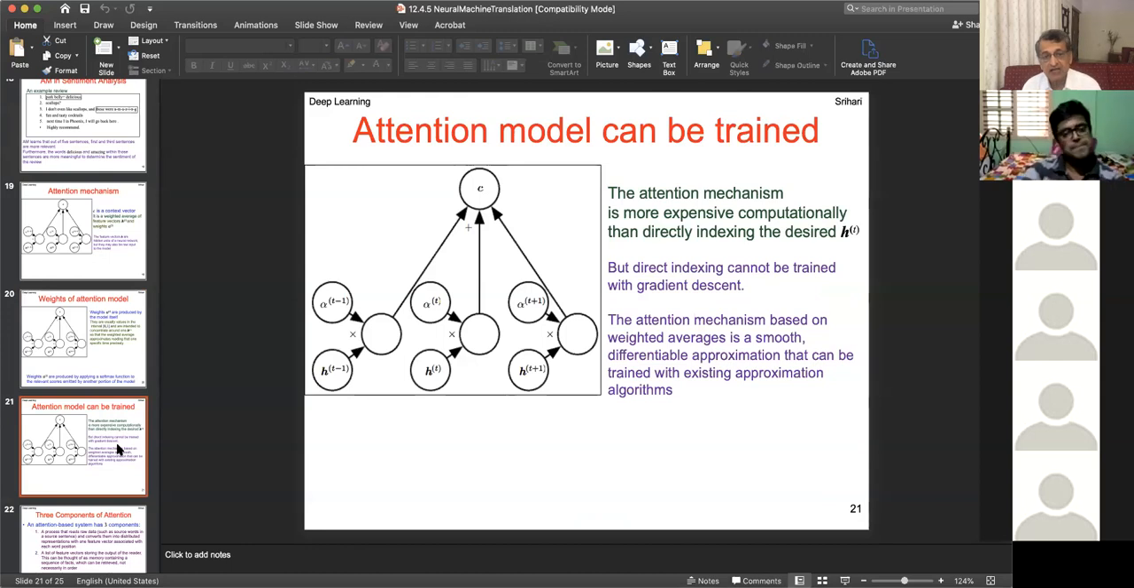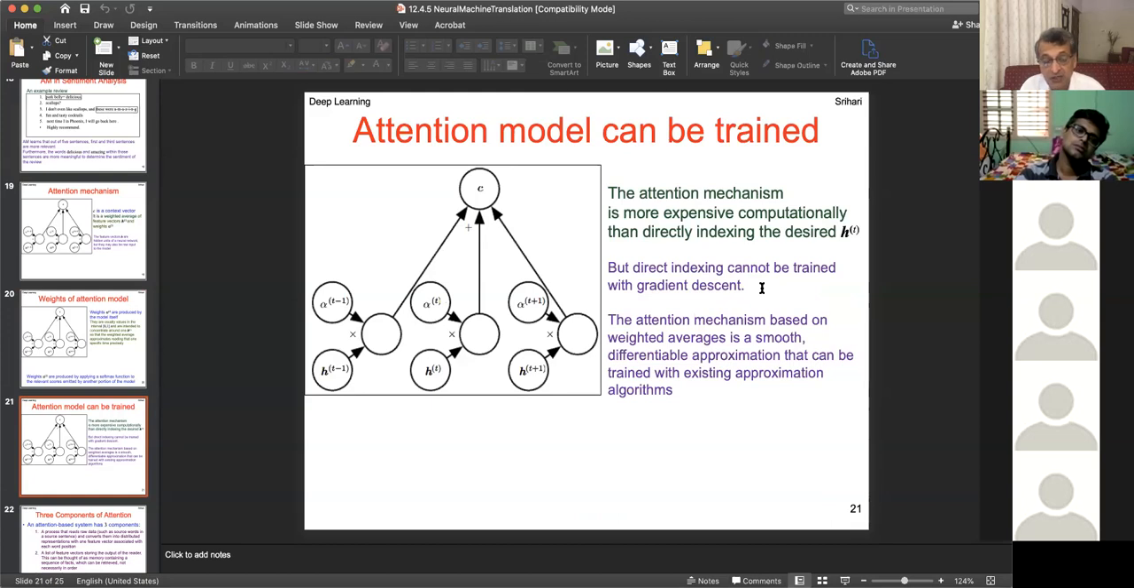Somehow we got these alphas. So, and this attention model can be trained. The attention mechanism is actually more expensive computationally than directly indexing the desired edge. Couldn't you just directly take these edges and take it up here without the alphas? But directly indexing cannot be trained with gradient descent because the edges may correspond to the current words.